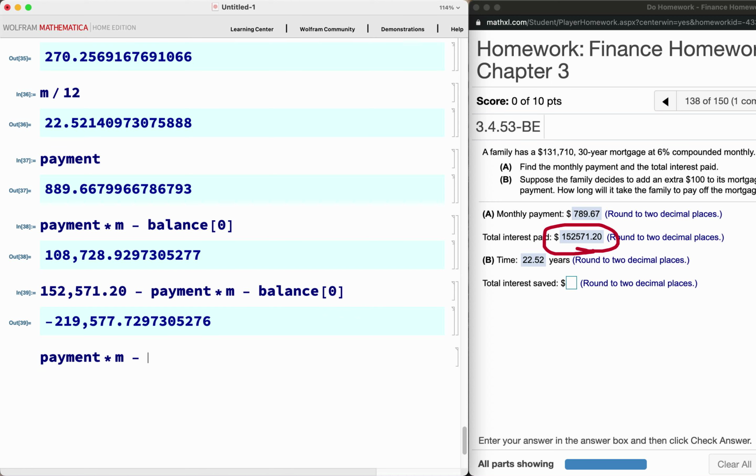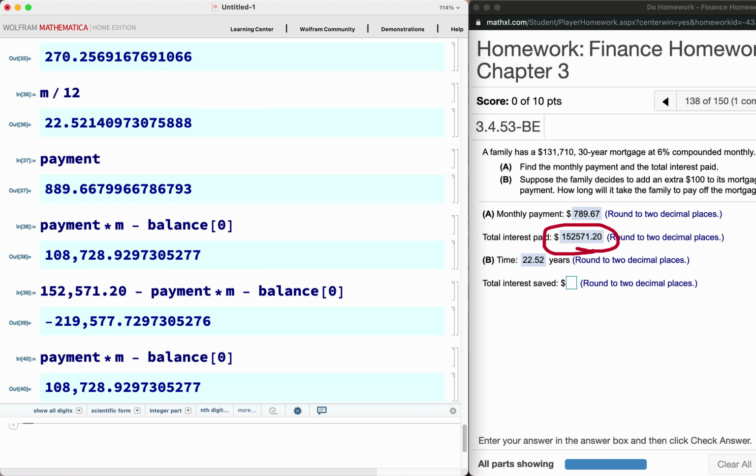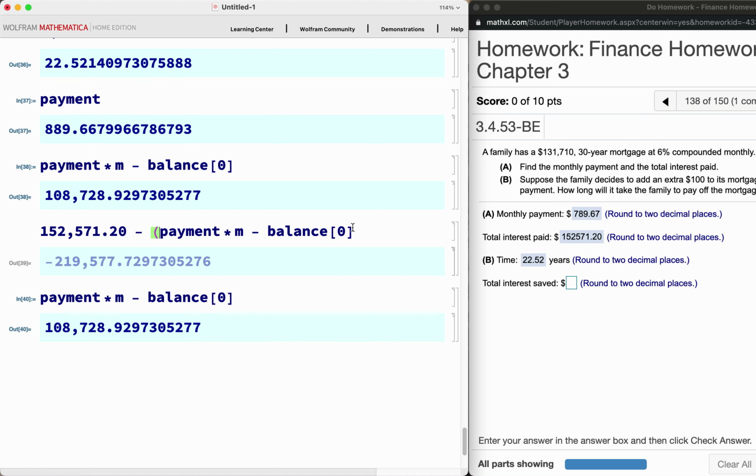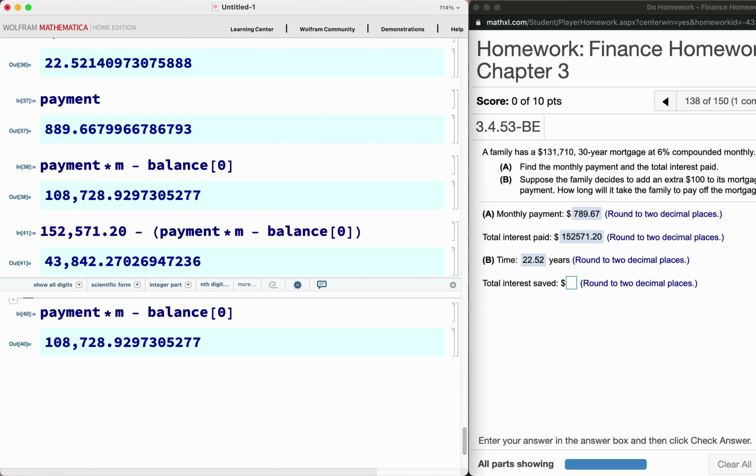Payment times M minus balance of 0 is equal to $108,728.93. So all I want to do is subtract this number here from $152,571.20. That's not negative $219,577. So that's a little crazy. Something, wait a minute, that is a little bit weird. Hold on 1 second. There we go. I needed to use parentheses. That was a little bit weird.